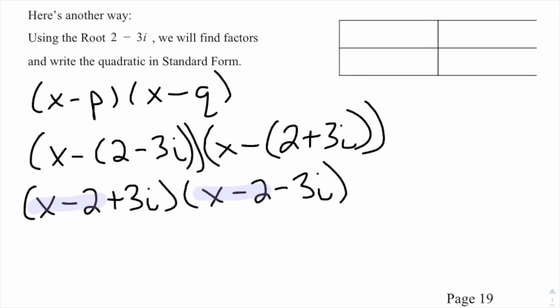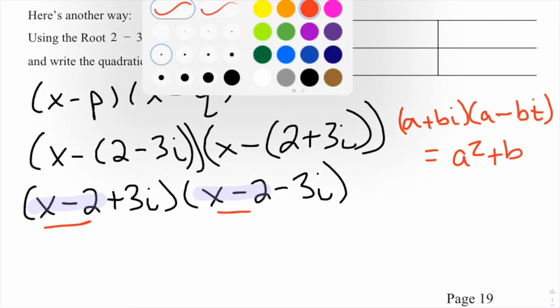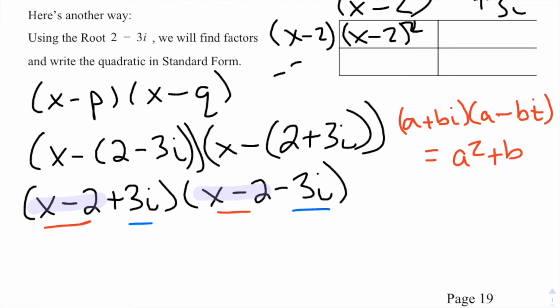If you remember from before in previous lessons, we said a plus bi times a minus bi is equivalent to a squared plus b squared. We can make this our a term and this our b term. And if we do that, our a term would go here as x minus 2 and x minus 2. And that would give us x minus 2 squared in the box here. And then our b term would be positive 3i and negative 3i.